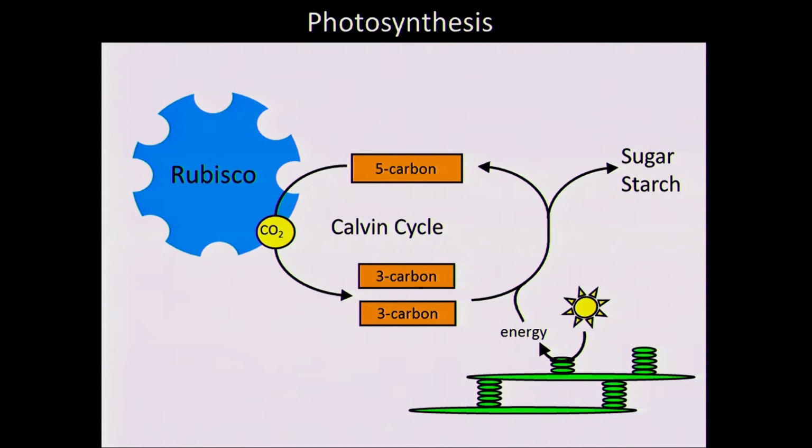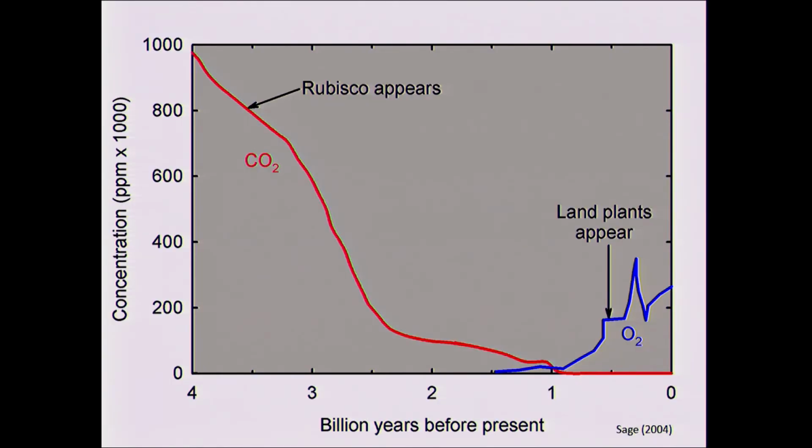So at the heart of photosynthesis, there's the enzyme Rubisco. This is in the dark reactions of the Calvin cycle. This enzyme is responsible for taking ribulose 1,5-bisphosphate, a 5-carbon compound, adding a CO2 to it, and producing 2 3-carbon compounds. The energy for this process comes from the light reactions, where sunlight is harvested in the thylakoid membrane, and energy in the form of ATP and NADPH is used to power that Calvin cycle. And the product of these two processes is the sugar and starch.